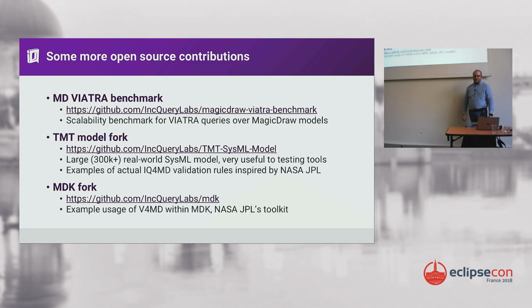For these performance measurements, we actually made use of a model that was originally contributed by NASA JPL. It's called the TMT, or 30-meter telescope model. It's a real-world large SysML model that contains a lot of details in a standard format. And all the scalability evaluations that we do in an automated way are actually based on variations of this model. And it's probably also very useful to tool developers for functional and non-functional testing purposes as well.